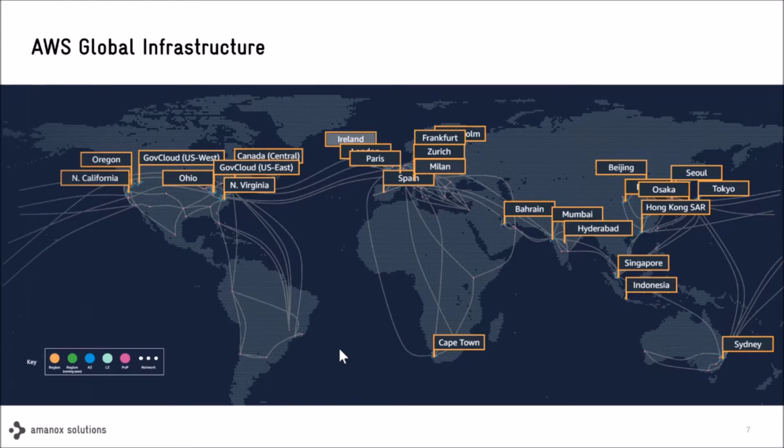Here is an overview of the AWS global infrastructure, where we can see the different regions all around the world. The global infrastructure is composed of regions, availability zones, and points of presence, which consist of edge locations and regional edge cache servers. Here you can see names of cities that are the names of the regions.